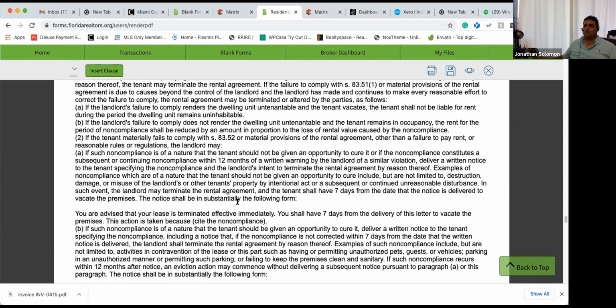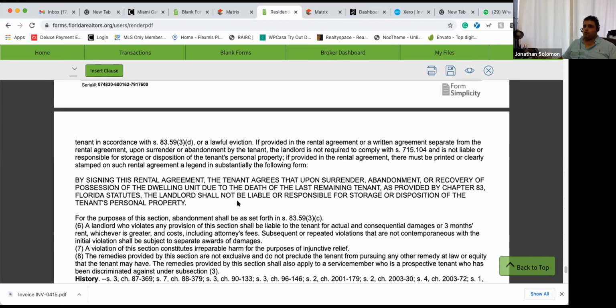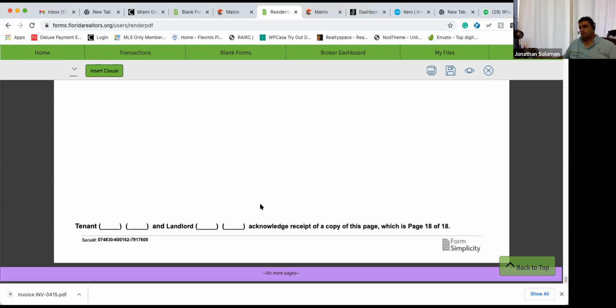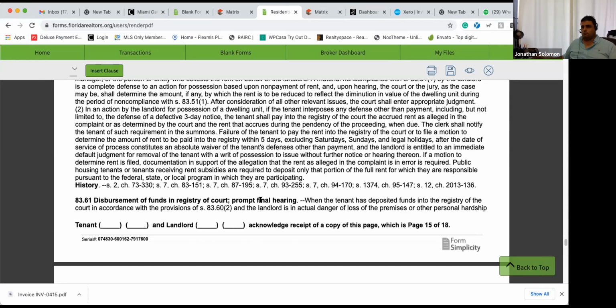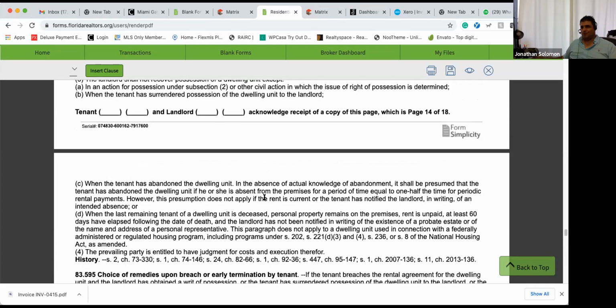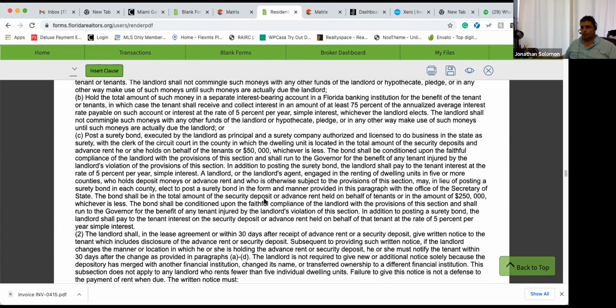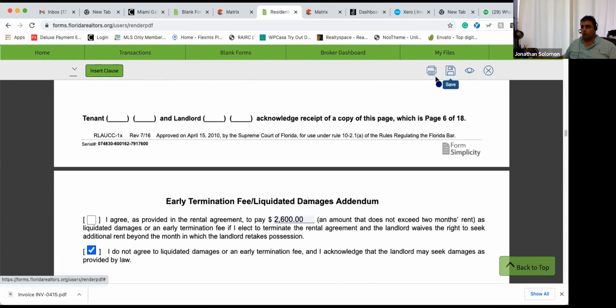This is basically Florida landlord law. And in order for them to know the law, they need to initial all of it, and for us to make sure they do initial it. That is very important. Don't remove it, keep it there and make sure they know the law and initial it. So that is the residential lease for condo.